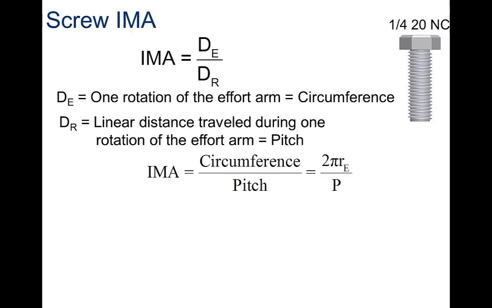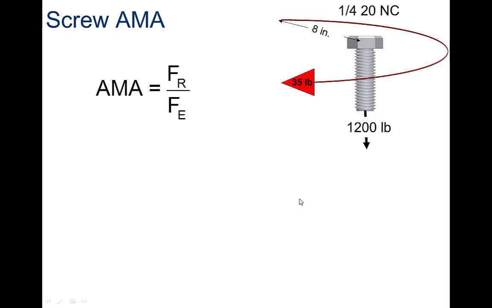Pitch. All right, the IMA then is the circumference. The distance of the effort is the circumference, divided by the pitch. The circumference over the pitch. So that's 2 pi times the radius of the effort, or 2 times the diameter of the bolt head, divided by the pitch. What's the AMA? Well, the AMA is the forces. So if I've got a 1200-pound resistance force and a 35-pound effort force, then I'm going to have a pretty high AMA.